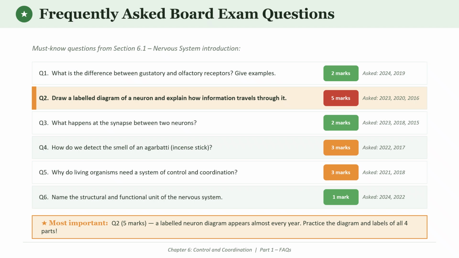It's a 5-mark question. And what happens at the synapse between two neurons? I told you how the chemical is converted into electrical, and that is everything we should write. It's a 2-mark question. See the years when they have asked these things. And also, how do we detect the smell of an agarbatti, incense stick? That is a 3-mark question. Then, why do living organisms need a system of control and coordination? And name the structural and functional unit of the nervous system.